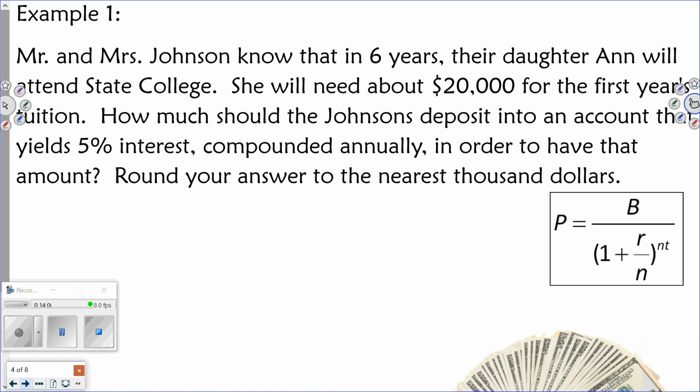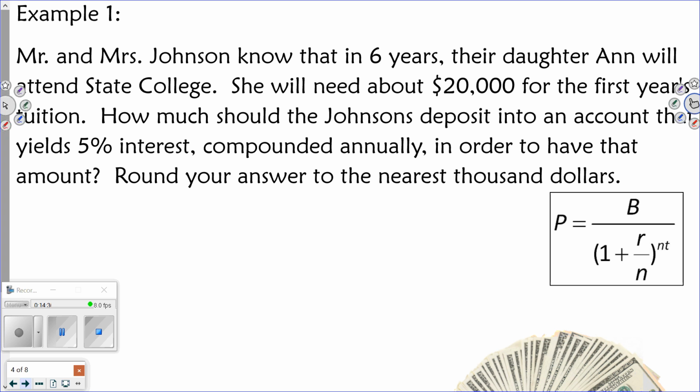All right, so Mr. and Mrs. Johnson know that in 6 years, their daughter Anne will attend state college. Are you going to state college, Anne? Okay. Are your parents Mr. and Mrs. Johnson? No. All right, she will need about $20,000 for the first year's tuition. Oh, that's really expensive. All right, how much should the Johnsons deposit into an account that yields 5% interest compounded annually in order to have that amount?